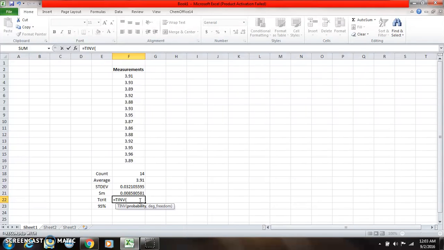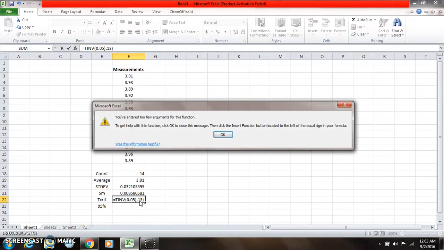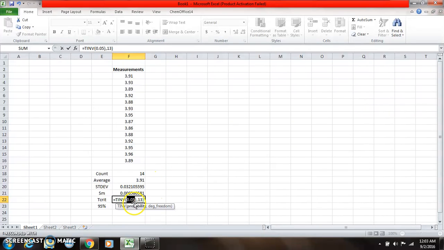And then you have to put in your probability, and this does the opposite. So for a 95% confidence interval, it's going to be the opposite decimal. So it's going to be 0.05, if that makes sense. And then you put in your degrees of freedom, and this is the count minus 1. So this is just going to be the value of 13. And I get a t-crit value of 2.16 and so on.